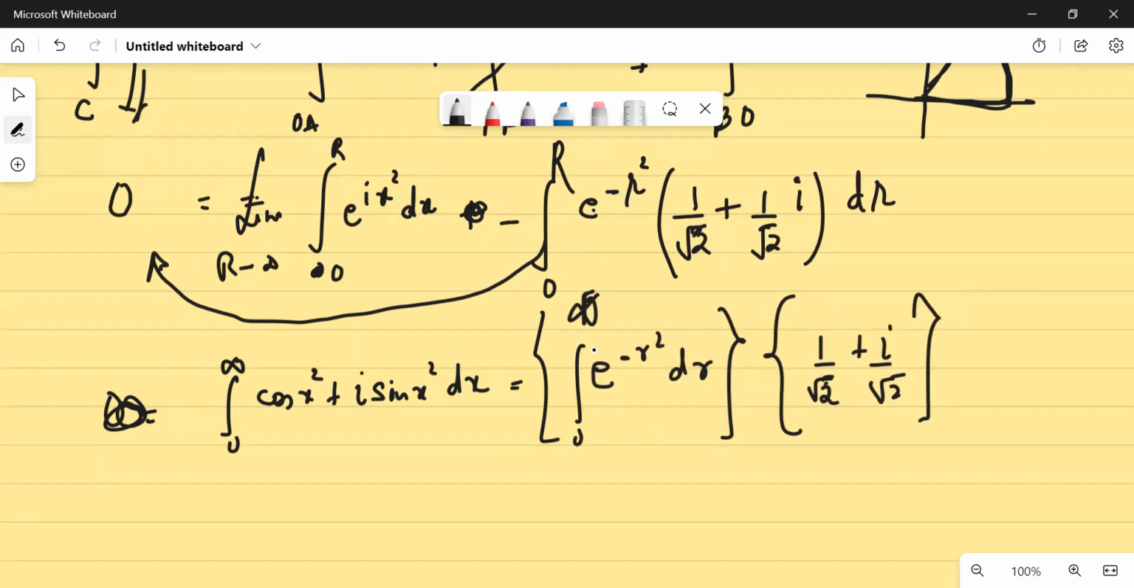This is an integral that we'll do in the gamma function also. But overall, you will know this integral is equal to root pi upon 2. If you don't know, remember this integral. You'll encounter it quite often.